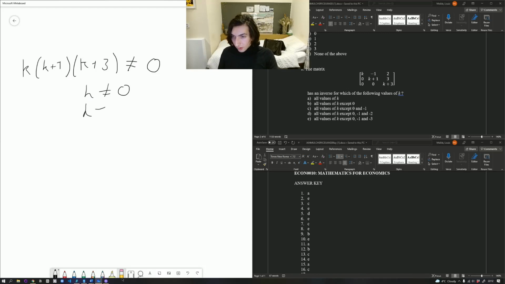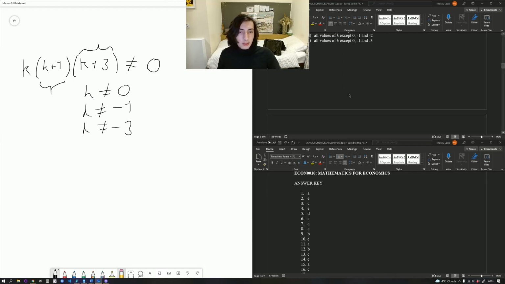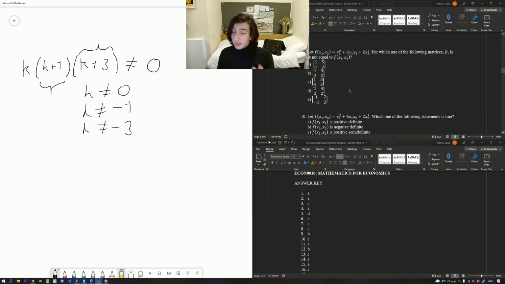Similarly, k cannot equal -1 from this bracket here, and k cannot equal -3 from this bracket here. Fairly simple stuff. I don't expect most people to get this wrong. So it's E here. All right. Now this one is a bit trickier.